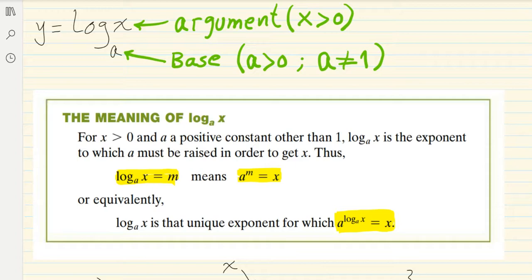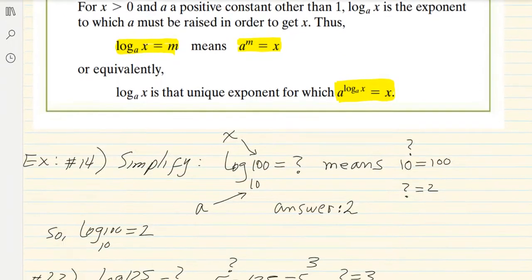Now, this next idea that I have highlighted here, a to the log base a of x equals x. As you can read, log base a of x is that unique exponent for which, when you raise a to the log base a of x, you get x again. Okay, so that's what that is.